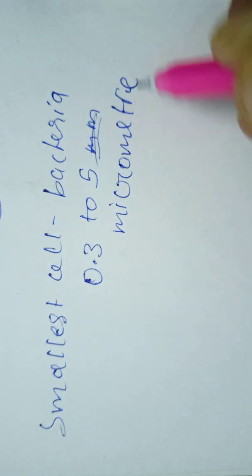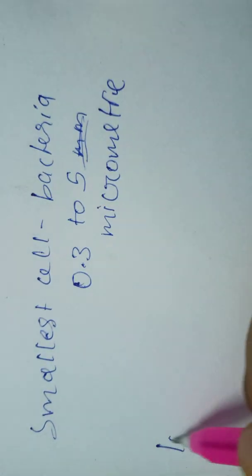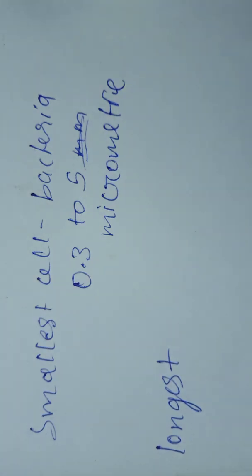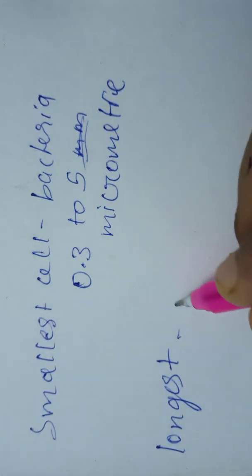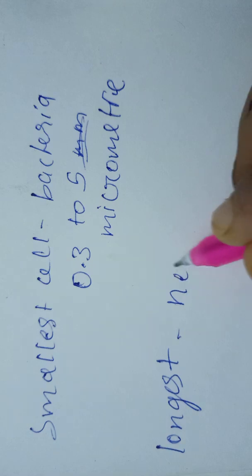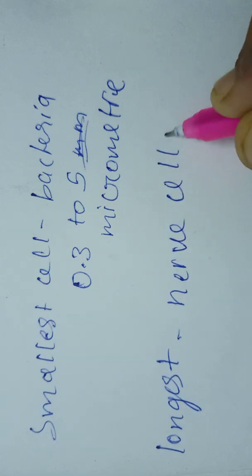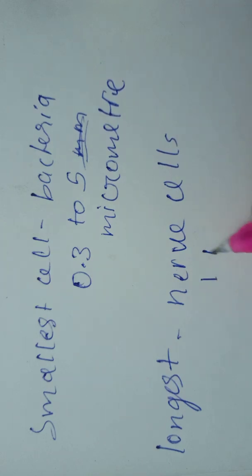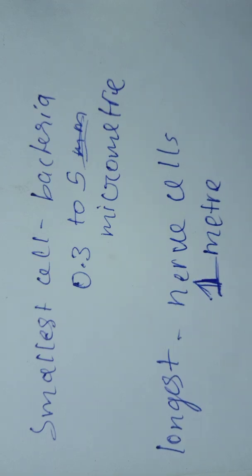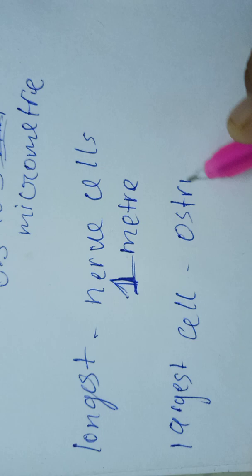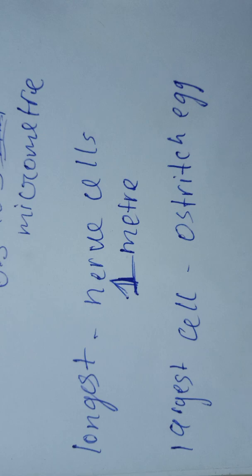The longest cell is the neuron cell or the nerve cell. You know how long it is? It will be nearly 1 meter. And the largest cell is the ostrich egg, which means not the egg itself but whatever the embryo, the zygote, is present in that egg is the biggest one. Okay.